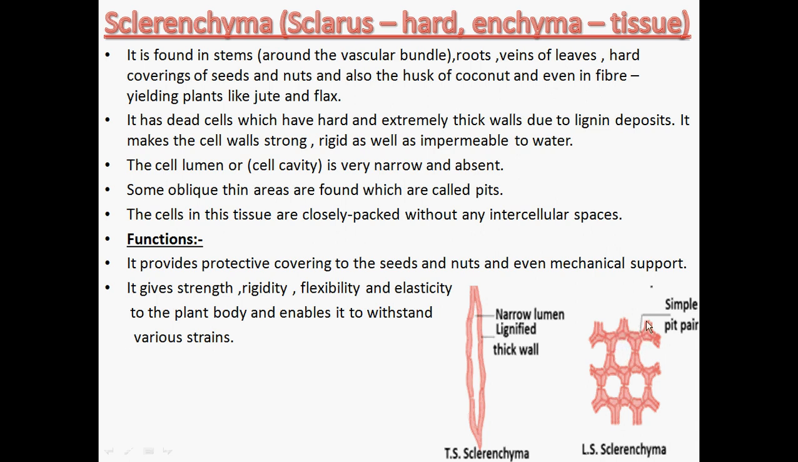And there are some oblique thin areas, like here in this case, which are found with pits, and the cells in this tissue are closely packed. Most of the cells are very closely packed without any intercellular spaces. That is why they provide a lot of hardness to the different plant parts. So the main function of the sclerenchyma tissue is that it provides a protective covering to the seeds and nuts, and even mechanical support to the plant. It gives strength, rigidity, flexibility and elasticity to the plant body, and enables it to withstand various strains.